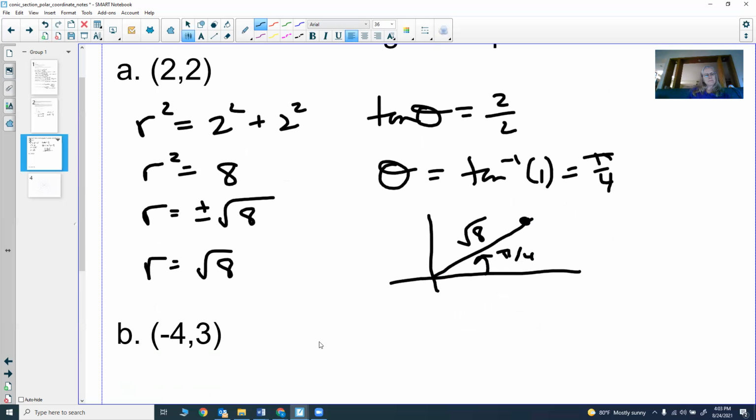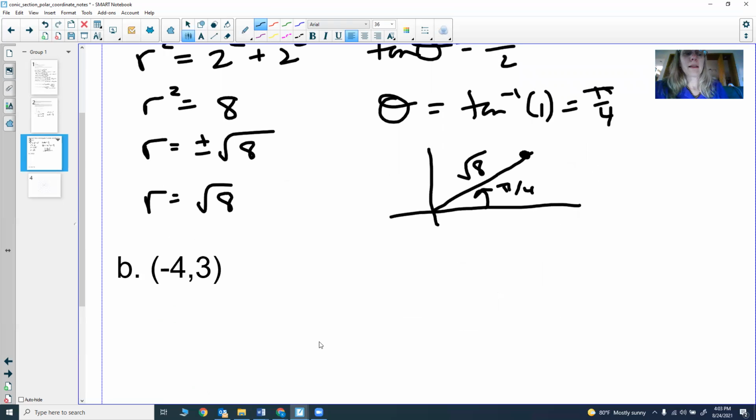So that one wasn't too bad. Let's try another one. Let's try -4, 3 as my rectangular coordinates. So now I want to go to what they are in polar coordinates.